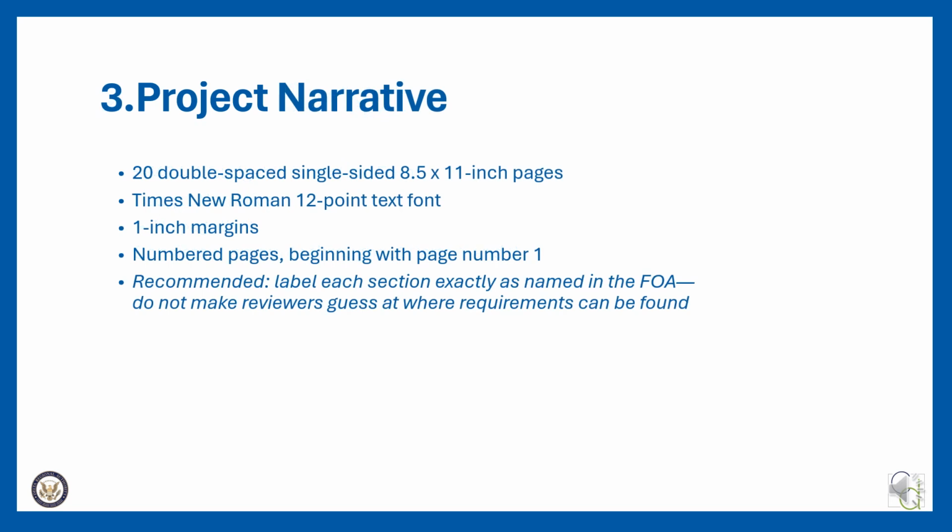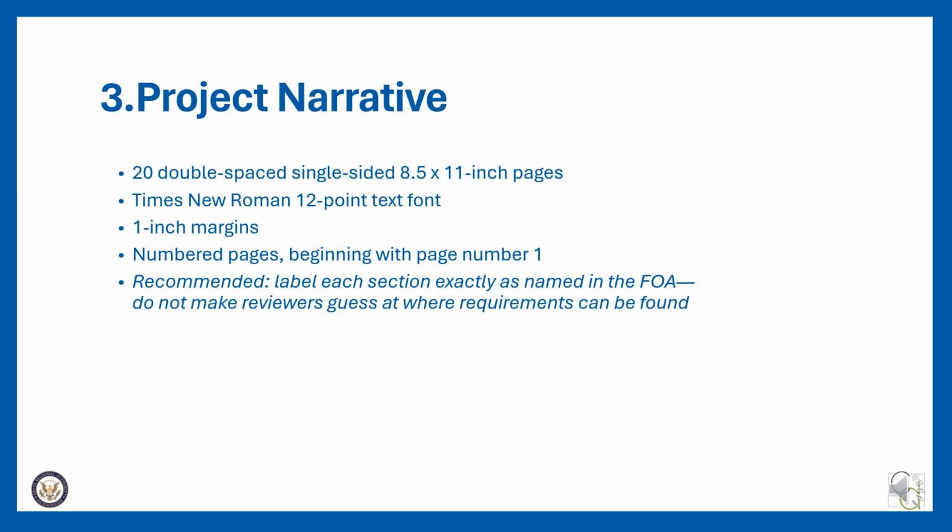The project narrative is the meat of the application. Format-wise, you have 20 double-spaced, single-sided, standard letter-size pages, 8.5 by 11, and you must use Times New Roman 12-point font and 1-inch margins. They want you to number your pages beginning with 1. Reviewers will not read anything outside of that 20-page limit, and note that the budget narrative does not count toward that limit.